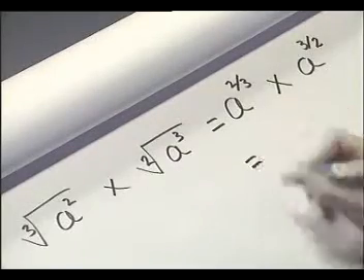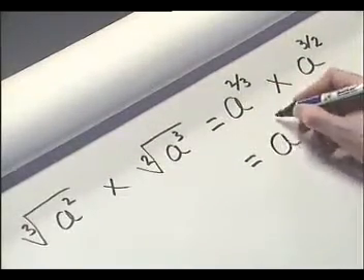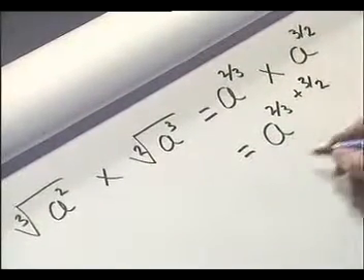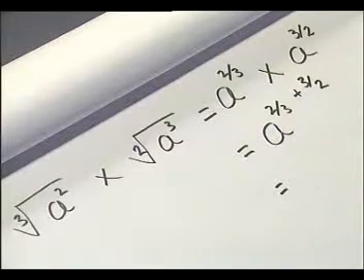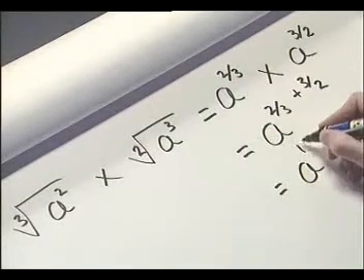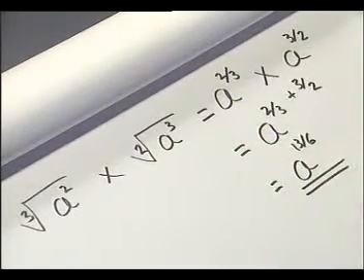And we can see now that what we need to do is add together these two indices. So that's 2/3 plus 3/2. And adding fractions together, that will give us a to the power 13/6. Awkward number, we'll just leave it like that for now.